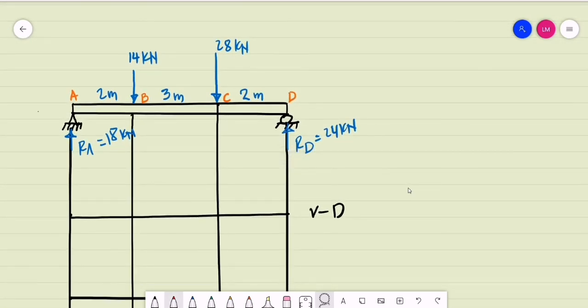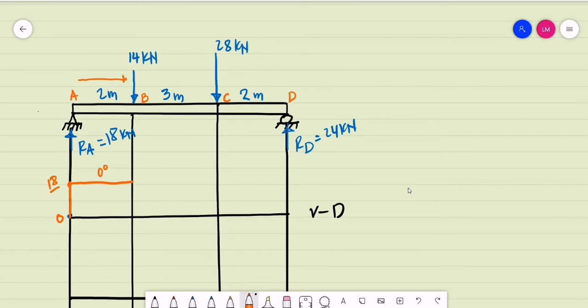Starting on the left end, we start at 0, but at A we have the reaction equal to 18 kilonewtons, and that is upward. So from 0 we go upwards to a shear magnitude of 18 kilonewtons. If we observe the span AB, we don't have a load on the beam for that segment, which means we maintain this value, 18 kilonewtons, horizontally. Since we don't have a load on the beam, this is a zero-degree graph, or simply a horizontal line.